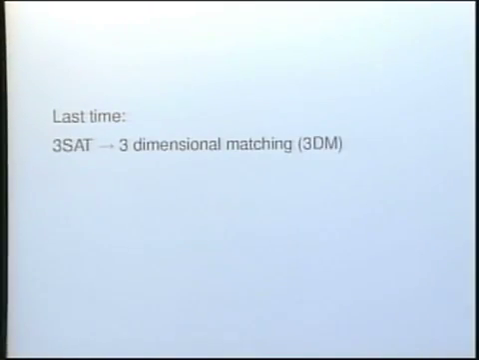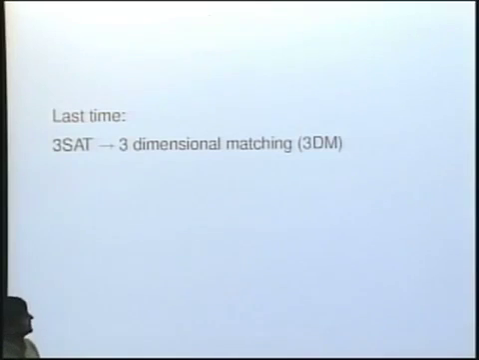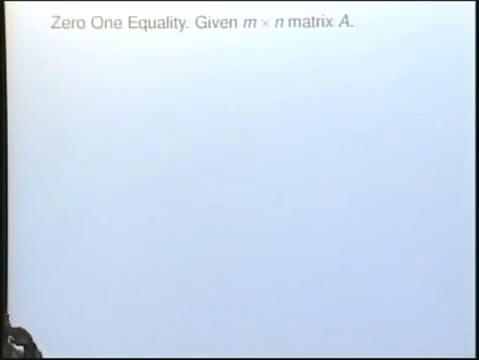Okay. So last time Christos showed you the reduction from 3-SAT to three-dimensional matching. He showed you how to code up this reduction. So what we're going to do today is a bunch of other problems. 0-1 equality is the first one. 0-1 equality is: you're given an m by n matrix.